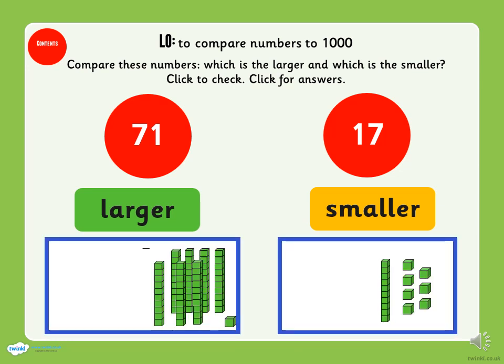Okay, now we need to add our tens and our ones. So we've got 1, 2, 3, 4, 5, 6, 7 tens, so that's 70, or we can count by 10: 10, 20, 30, 40, 50, 60, 70, and 1, so 71. And then we've got 10 for our 17 and 7 ones. 1, 2, 3, 4, 5, 6, 7. So that makes 17.